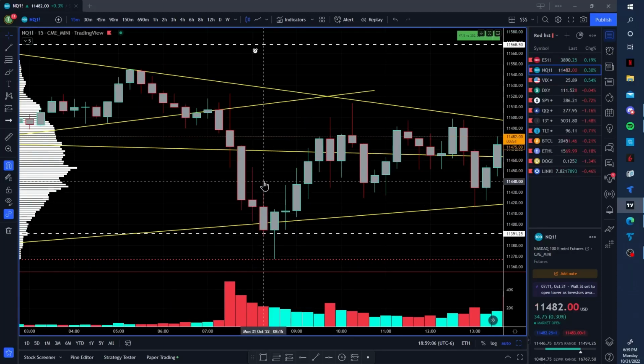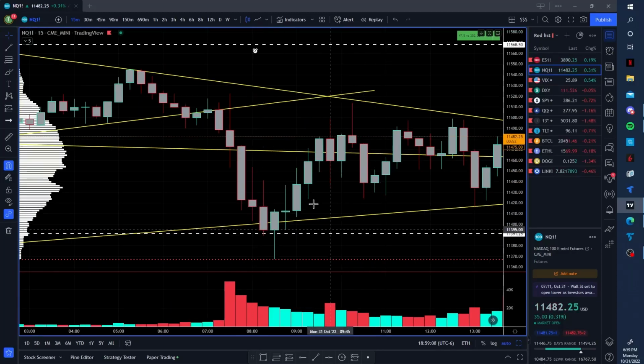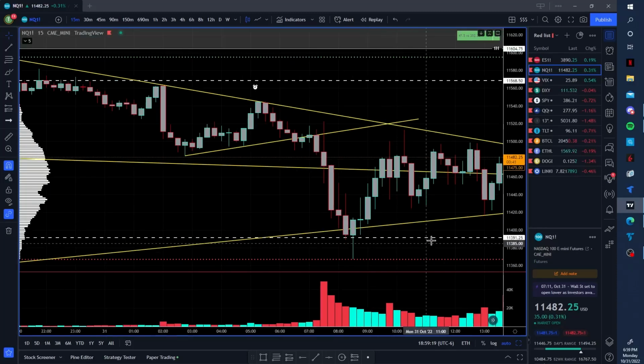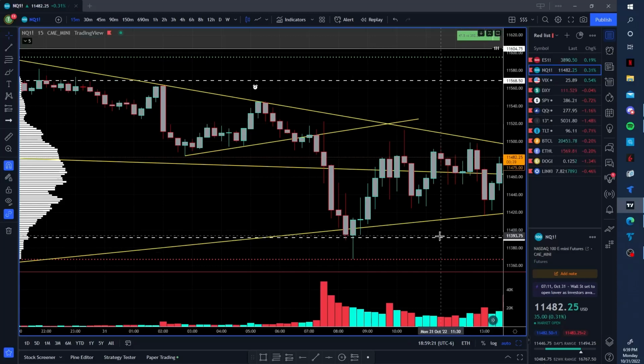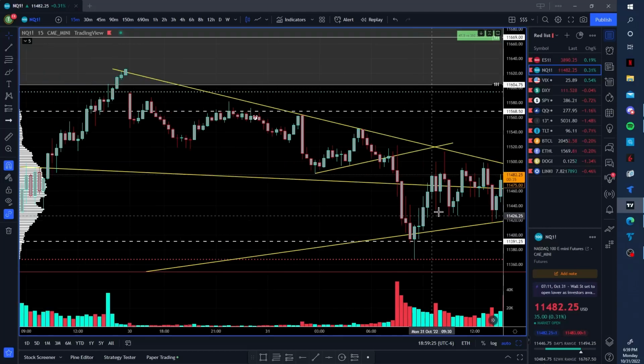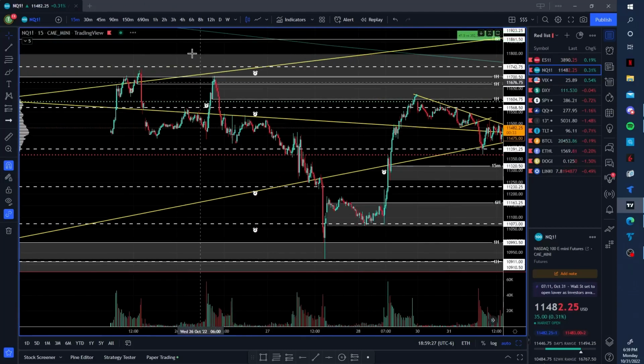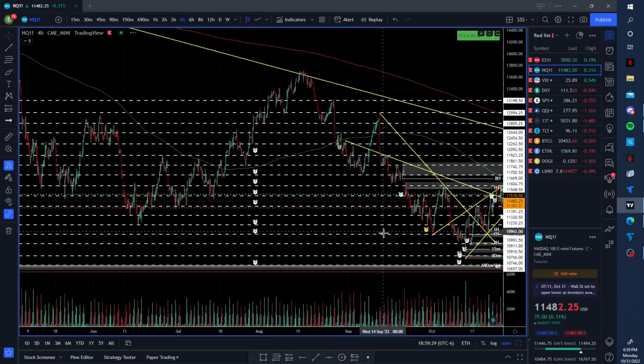So wicks typically indicate weakness, right? Overall, we started showing weakness as we got lower and lower into the zone. And then we created a hammer candle at the lows, literally right at our key level here, 11,390. And then we had this trend line as well. So if you go back, look at this trend line where we rejected off of.